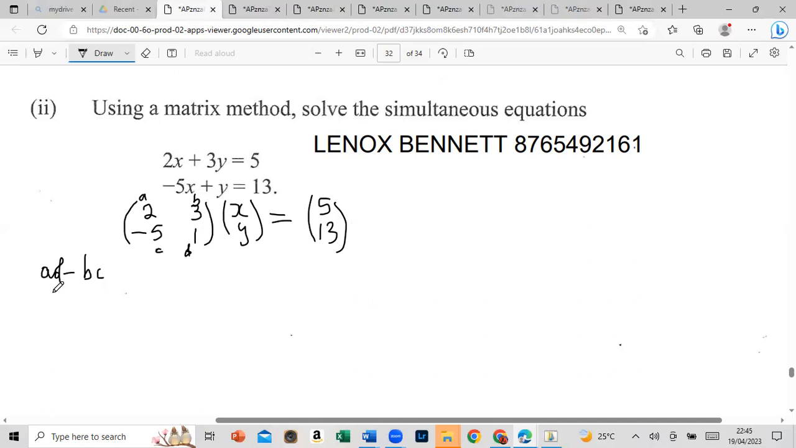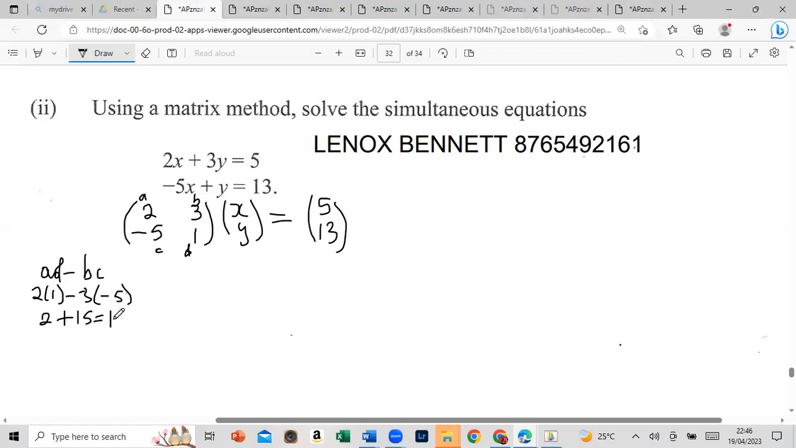So it will be 2 times 1. I'm not going to show all the steps all the time in a guide, but minus 3 times negative 5. So let's work out 2 times 1, that's 2. Negative times a positive gives you a positive, so 3 times 5 is 15. So the determinant would be 17.